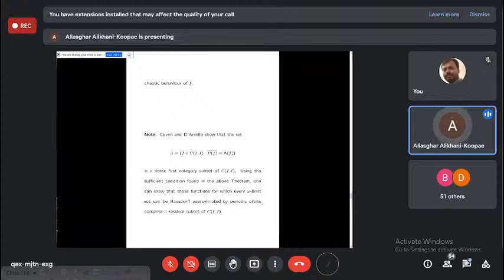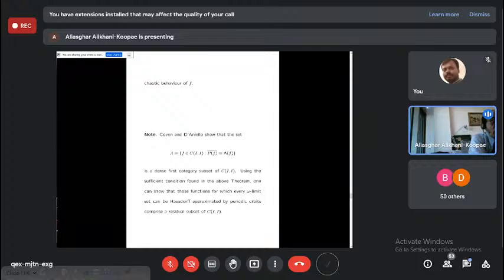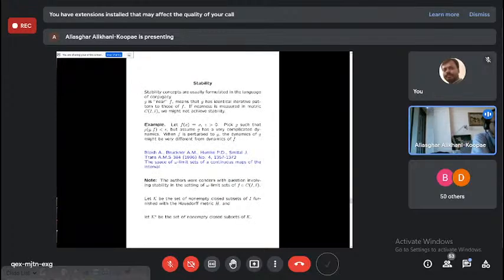Of course, if we go back to Cohen and Daniolo, we saw that all those F in C(I) for which P(F) bar is Lambda(F) form a dense first category subset of C(I). Using the sufficient condition found in the theorem we put up there, like the previous theorem, we can show that those functions for which every omega limit set can be Hausdorff approximated by periodic orbits comprise a residual subset. So for a big portion you can do it, but in general, you cannot find such an approximation.